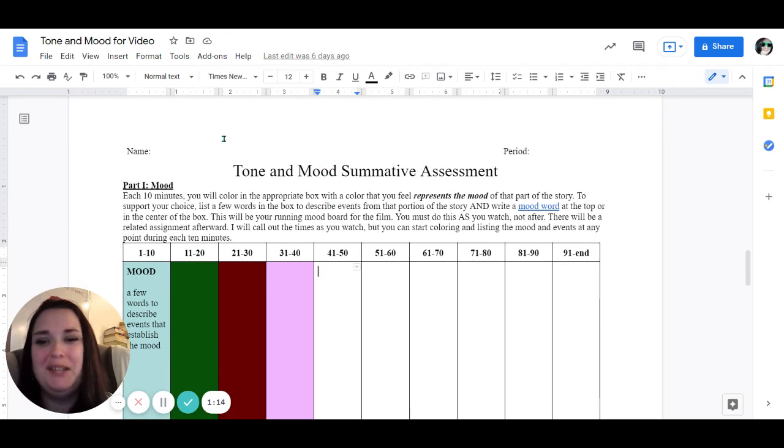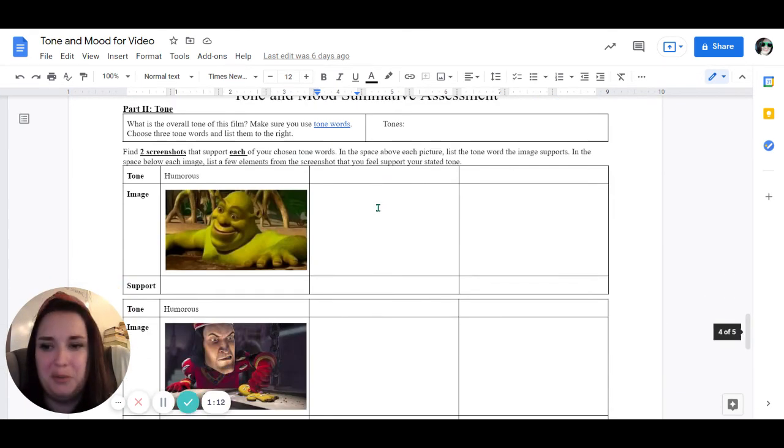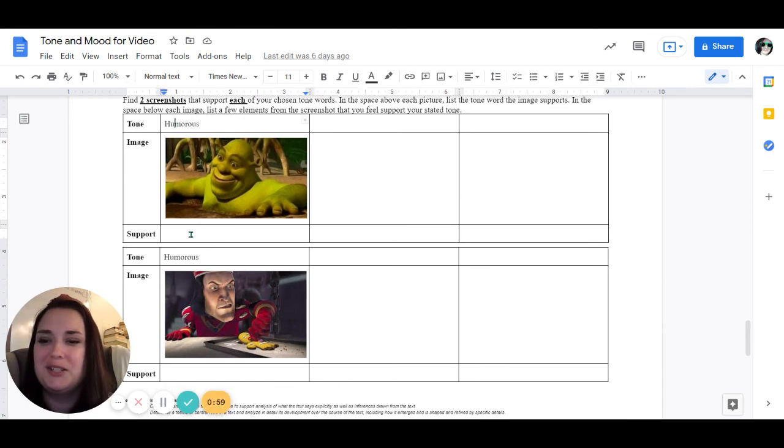But now this is only their mood summative. So here's tone, part 2. For tone, I had them choose 3 words that they felt were overarching tones for the film. And then for each one, they had to choose 2 screenshots. So I gave them examples from Shrek. They had to choose a tone word, and then they had to find 2 screenshots that they felt backed that up. So they had to go searching. Then they had to write their support. So again, not full paragraphs or anything, just a few words to explain how that screenshot demonstrated that tone.